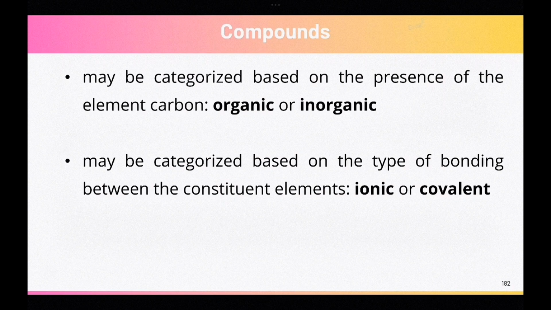Now, compounds can be categorized based on the presence of the element carbon, organic or inorganic. This may also be categorized based on the type of bonding, either ionic or covalent bonding. Again, when you say compound, it is a composition of two or more elements. Under the compounds, we need to categorize them as either organic or inorganic. Now, their constituent elements can also be defined as ionic or covalent.